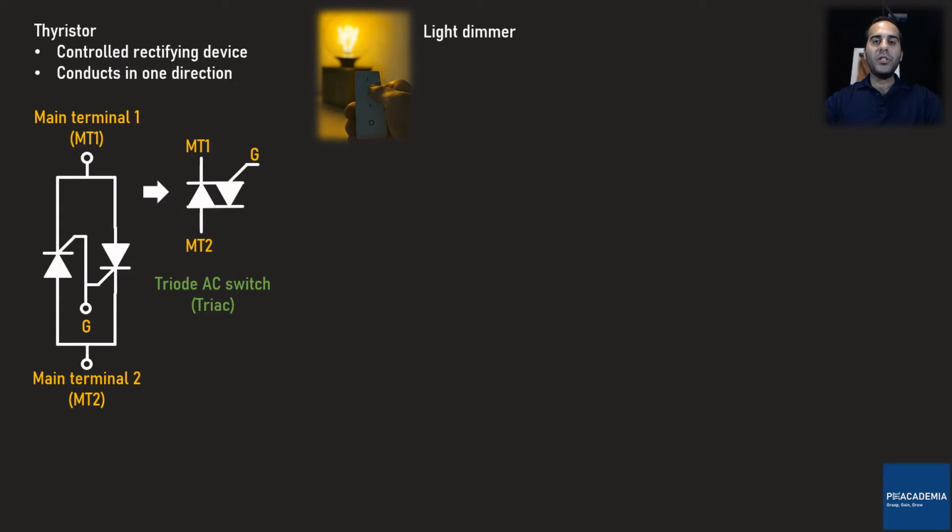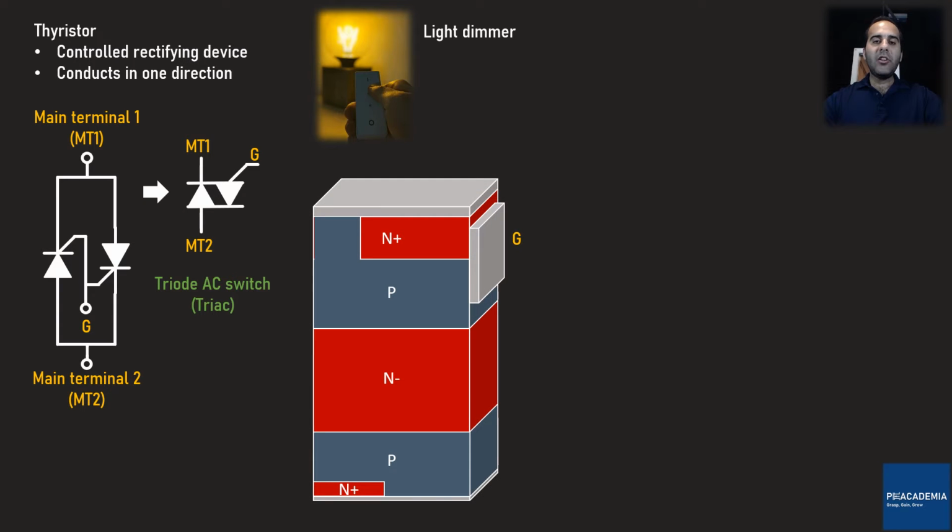Let's see what the triac structure looks like. Here I have the main terminal MT1 and MT2. The terminal MT1 is connected to an N+ layer and a P layer. In the bottom, the main terminal 2 is connected to a P layer and an N+ layer. And an N- layer, which is called the base, is sandwiched between these two. The gate is jointly connected to the top N+ and P semiconductor layers.